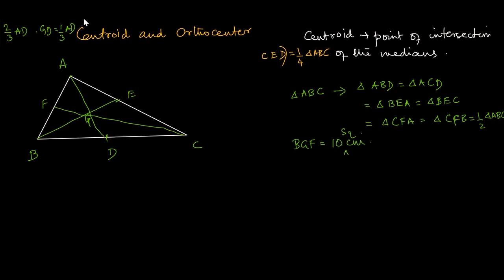BGF is 10 square centimeter, so it's 1/8 of the area, so then the rest must also be 8 times that, so it's 80 overall. ABC is 80.